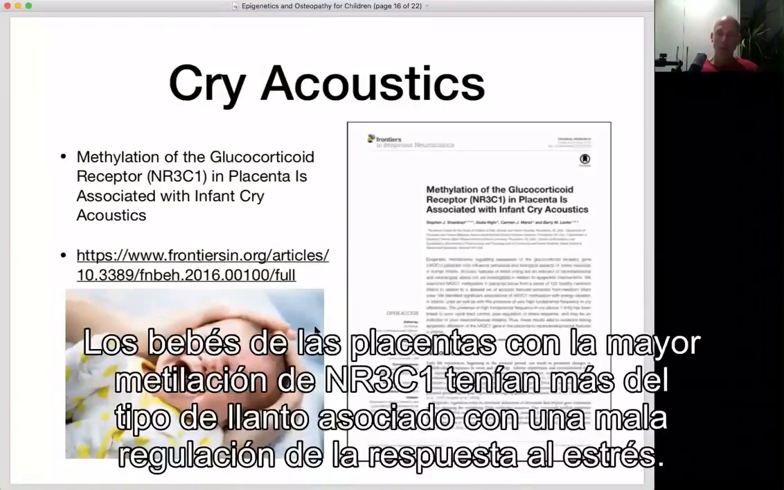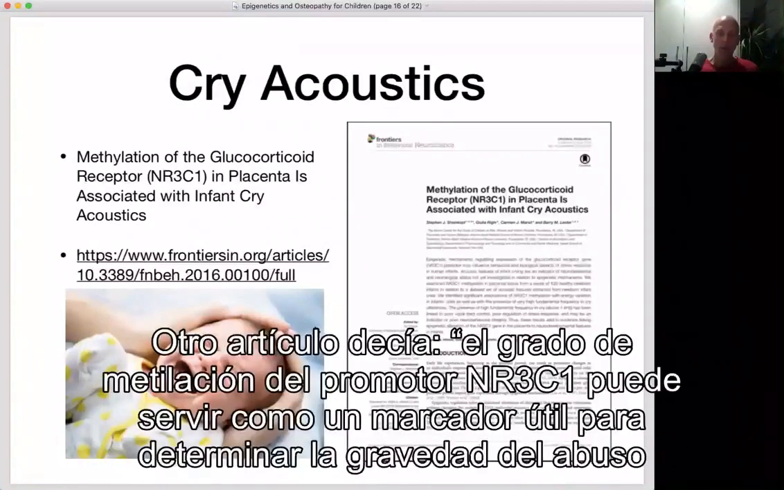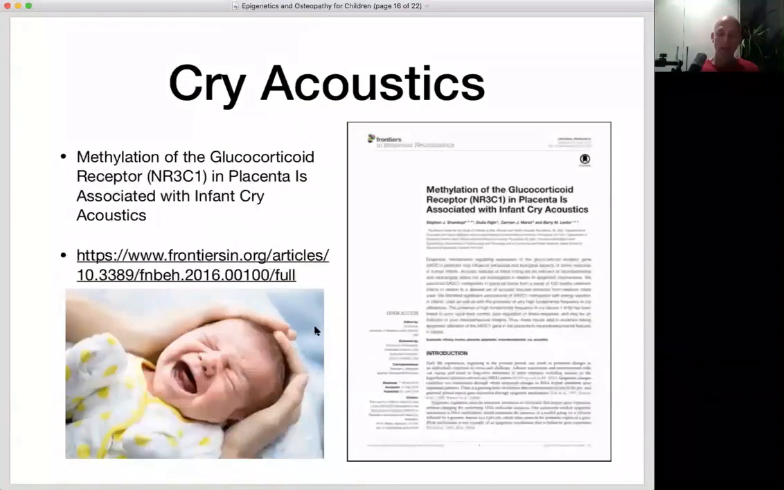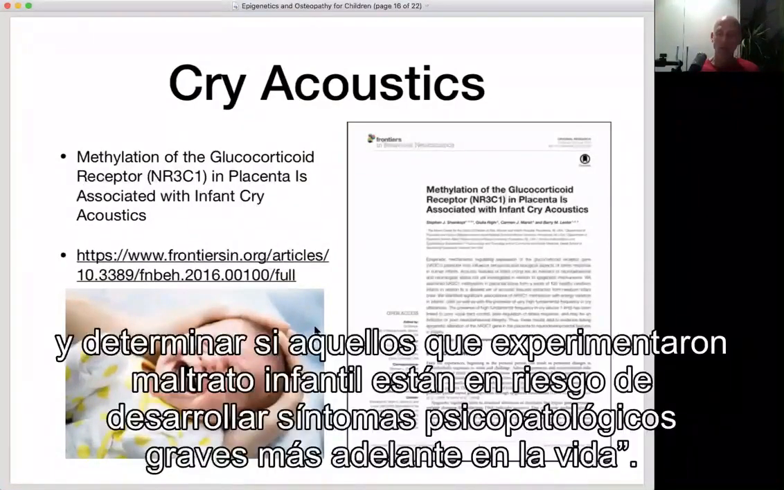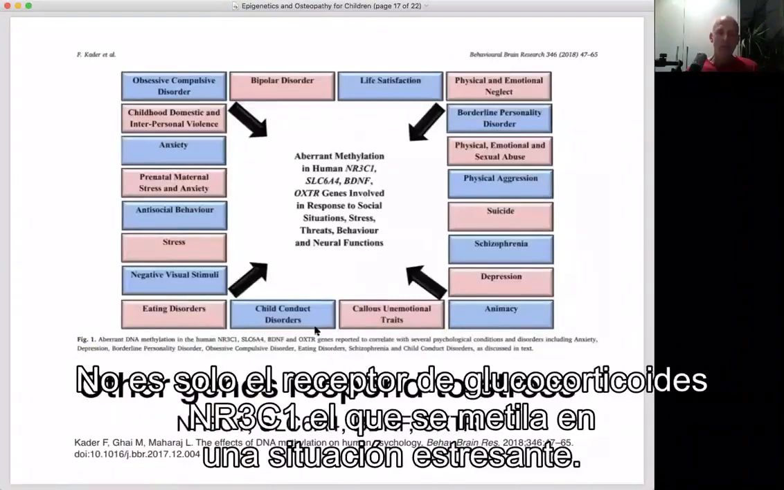The babies from those placentas with the most NR3C1 methylation had more of the type of cry associated with poor regulation of stress response. Another paper said, the degree of NR3C1 promoter methylation may serve as a useful marker to determine severity of abuse and determine if those who experience childhood maltreatment are at risk of developing severe psychopathological symptoms later in life. It's not just the NR3C1 glucocorticoid receptor that gets methylated in a stressful situation.